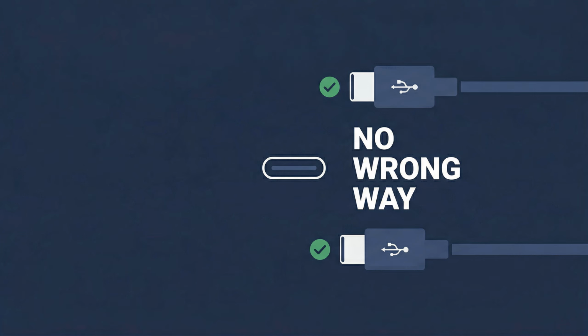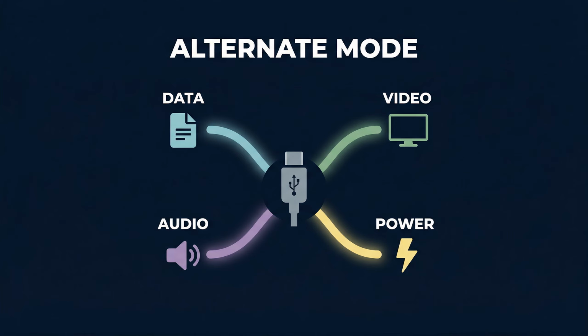USB-C changed everything with one radical decision. 24 pins, arranged symmetrically. The old USB-A? Just 4. And because the pins are mirrored top and bottom, there's no wrong way to plug it in. The cable detects its orientation and reroutes the signals instantly. But those extra pins weren't just for convenience. They unlocked something called alternate mode, the ability to carry data, video, audio, and power through one cable. And that is where the confusion begins.